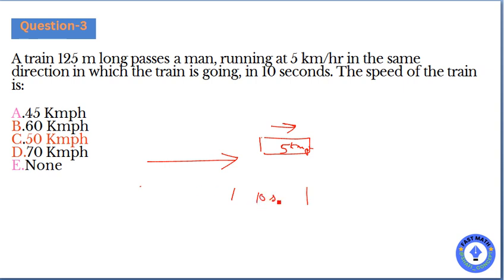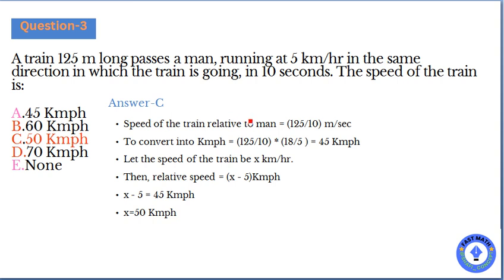That is the problem. Whenever you go with such types of problems, first of all you have to understand what data has been given. He is asking for the speed of the train. Coming to the answer, we need the speed of the train relative to the person, because the length of the train, 125 meters, is clearly given, and the time duration to cross the person is given. Then what will be the speed?